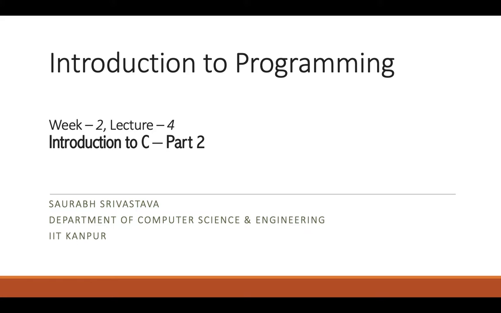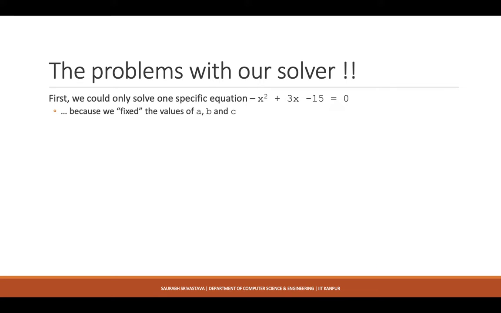With C programming, there was something that we saw in the last part of this lecture. So let us just pick it up from there. There was one problem with the quadratic equation solver that we created. The major issue was that it was not really a solver that could solve all quadratic equations. It was basically a solver which was solving one particular equation where a was 1, b was 3, and c was minus 15. So it looked like something like this, right?